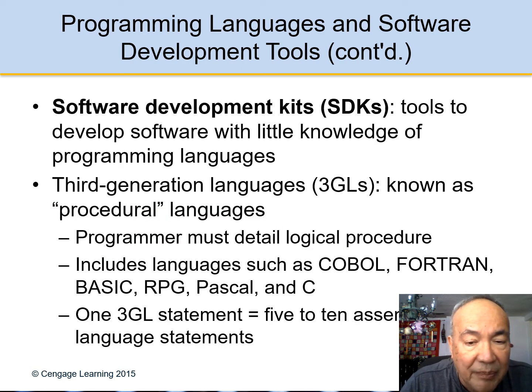Now, software development kits. It's always like, how can I make this easy? So we have software development kits that will help the programmer make the writing of programs easier. Some of them are COBOL, Fortran, BASIC. These are the third generation, known as procedural languages.